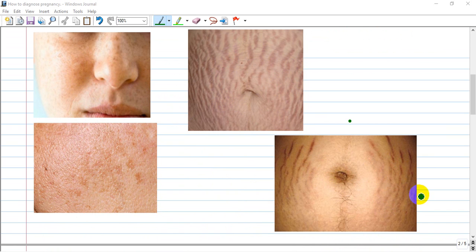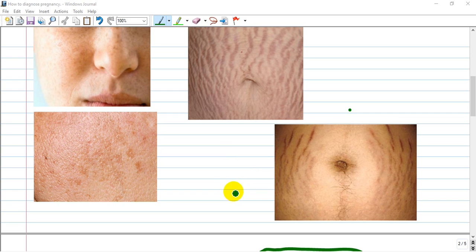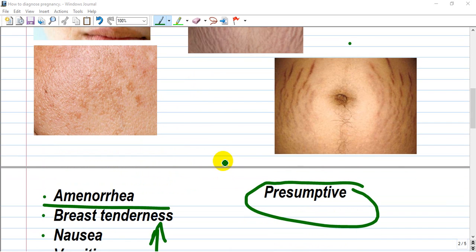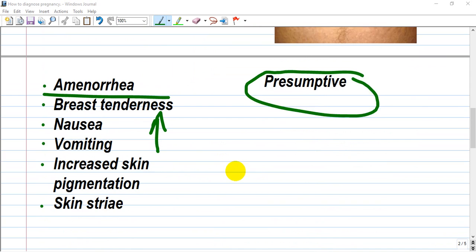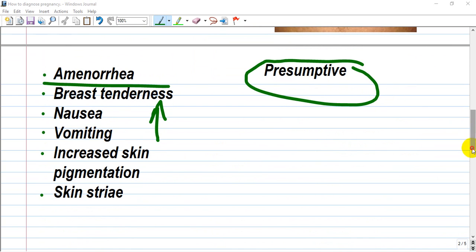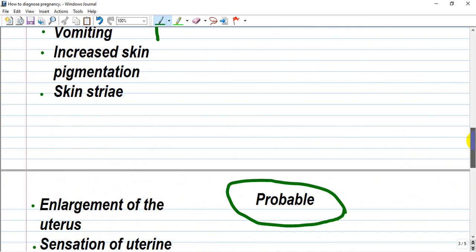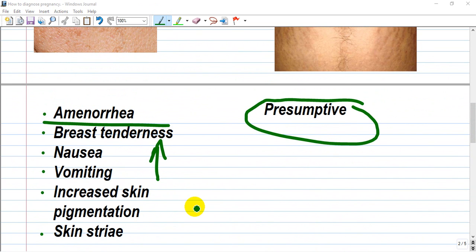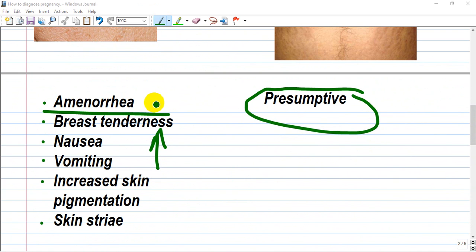Also we can see some stria in a patient with Cushing disease. We have to differentiate if we do not have a positive test or other symptoms, clinical manifestations. So here we have a presumptive, probable and positive diagnosis, but I can classify it like clinical manifestations, like laboratory assessment and ultrasonography confirmation. So presumptive test represent amenorrhea.